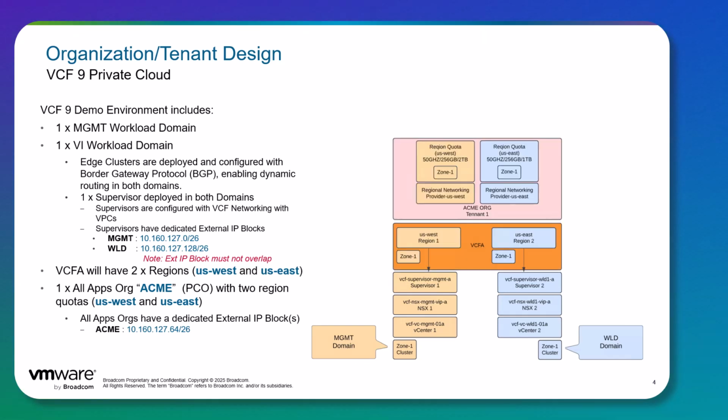Across the two domains and on top, we have VCF Automation. VCF Automation will be configured with two regions. The US West region will contain the supervisor in the management domain, and the US East region will contain the supervisor in the VI workload domain. Within VCF Automation, we will have an all apps org called Acme configured with two region quotas, one from US West and one from US East. The all apps organization Acme is going to be configured with a dedicated external IP block, so it doesn't overlap with the other two external IP blocks for the supervisors.